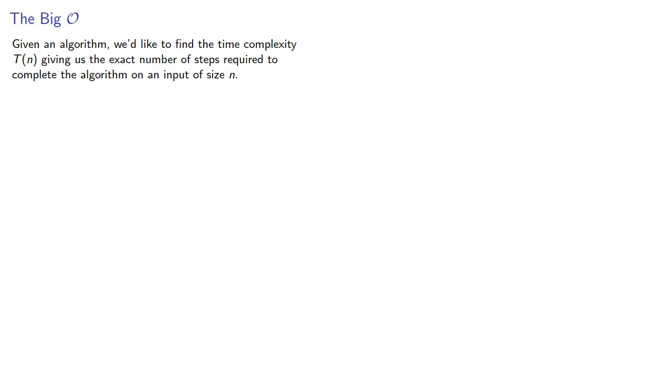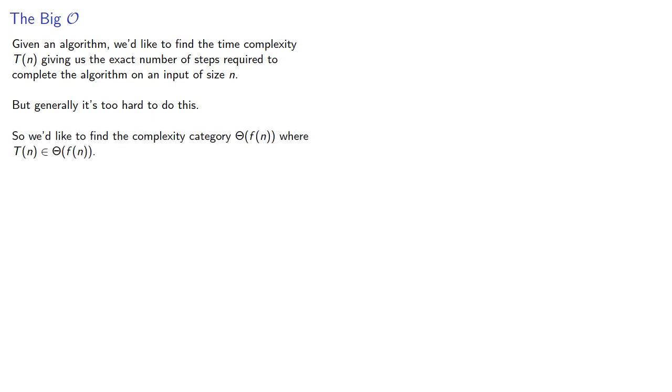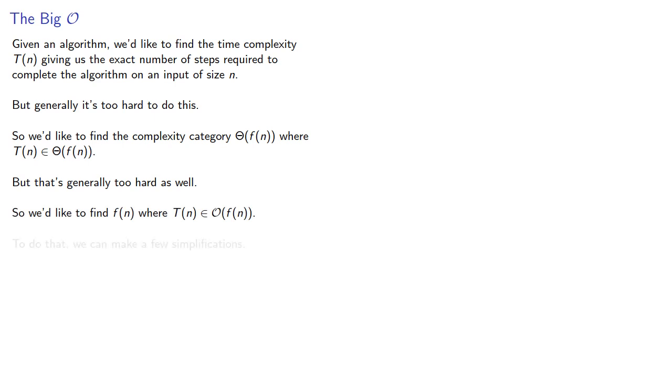Given an algorithm, we'd like to find the time complexity T(n), giving us the exact number of steps required to complete the algorithm on an input of size n. But generally, it's too hard to do this. So we'd like to find the complexity category where T(n) is order f(n). But that's generally too hard as well. So we'd like to at least find f(n) where T(n) is big O of f(n). To do that, we can make a few simplifications.